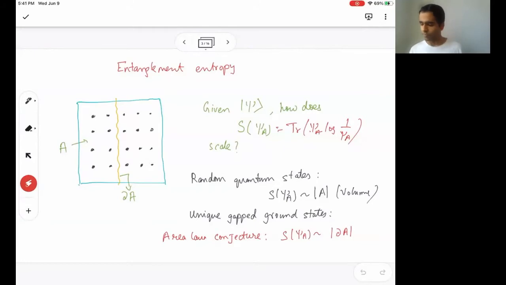And this is part of a large set of beliefs about these ground states. One of them also being that the ground states can be efficiently represented in a certain way. So we'll talk about that briefly later. But for the purpose of this talk, this is our central focus, the area law conjecture.